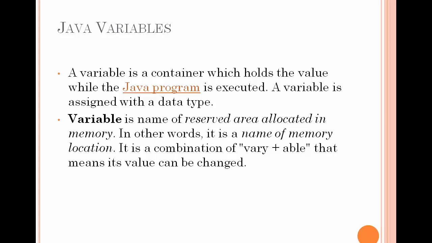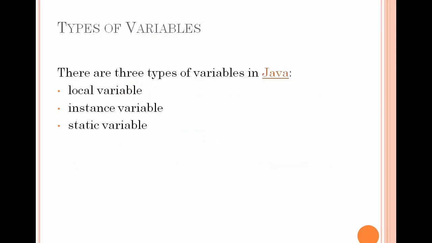So in other words, it is the name of a memory location, and this variable is a combination of vari plus able, which means its value can be changed. So Java variables hold values that can be changed in Java programs. These Java variables get assigned a Java data type. Okay, there are different types of variables.